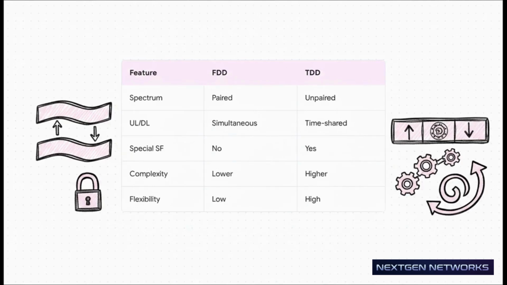This table just lays it all out perfectly. FDD needs what's called paired spectrum, two separate bands of frequencies. TDD, on the other hand, can work with a single unpaired band. With FDD, uploads and downloads are simultaneous. With TDD, they're time-shared. And because of that, TDD needs that special subframe we talked about, which does make it a bit more complex. But here's the big trade-off. FDD has pretty low flexibility, whereas for TDD, that high flexibility is its greatest strength.